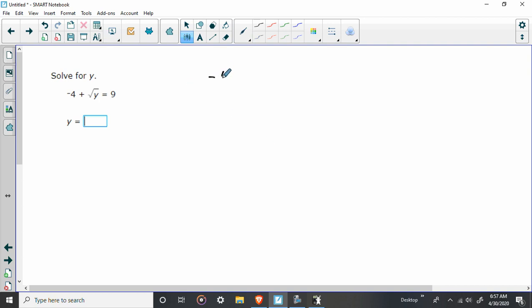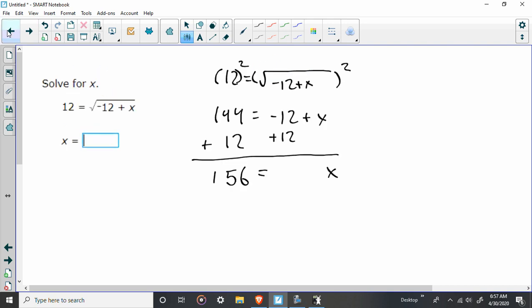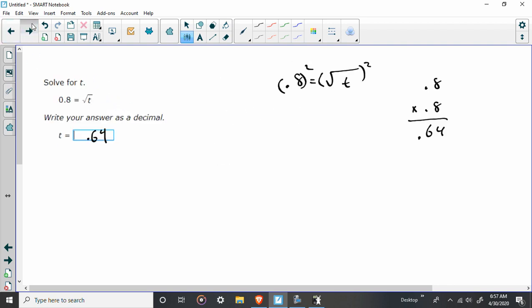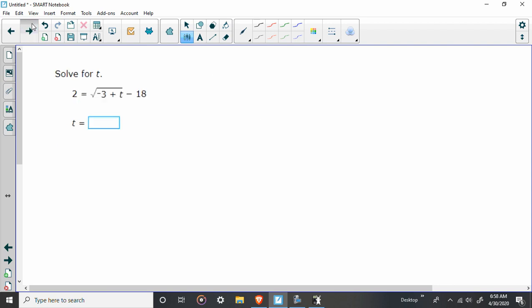Again here, I got -4 plus the square root of y equals 9. Again, before I go ahead and square this, and all the other examples, if you look, it's already been by itself, right? There was nothing attached on the outside of it. It was always a square root on one side by itself. Here, before we go ahead and square both sides, I'm going to need to move this 4 over.